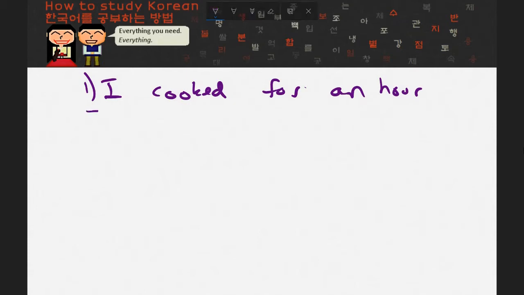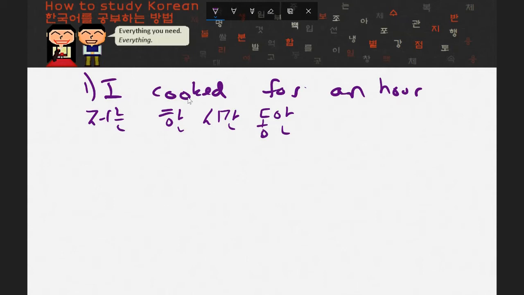Okay, here's the subject of the sentence. Now, I want to indicate that I did something for an hour. If I want to talk about just an hour, I need to use 한 시간. And if I want to indicate that something happened for a period of time, I want to put 동안 after the period of time. So this indicates that it happened for an hour.